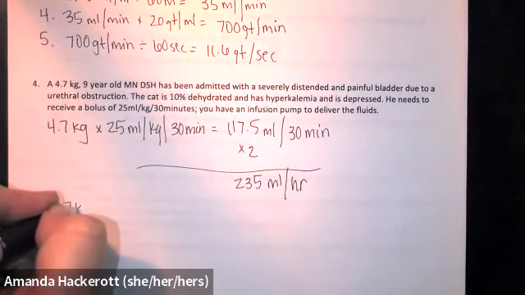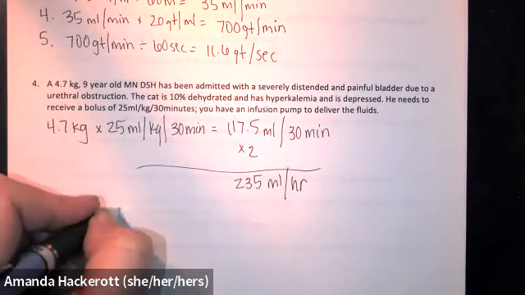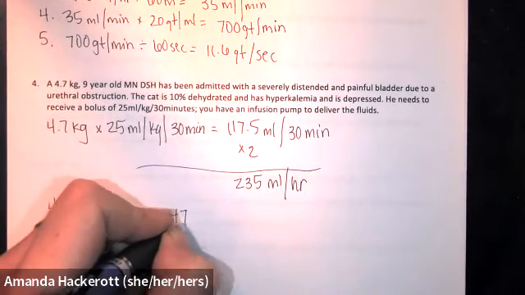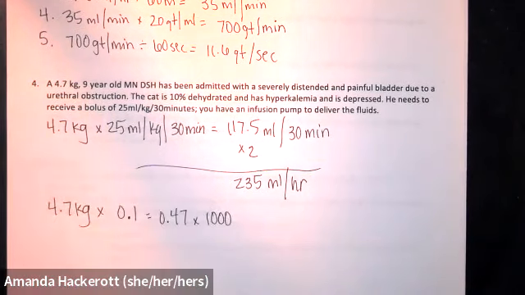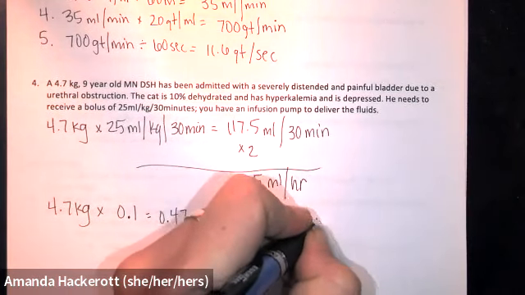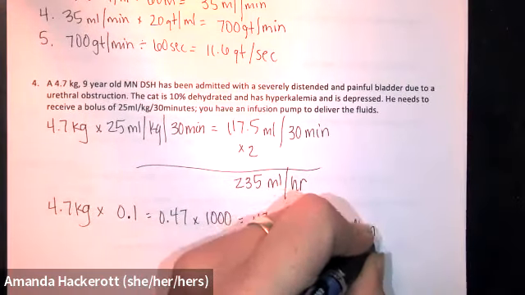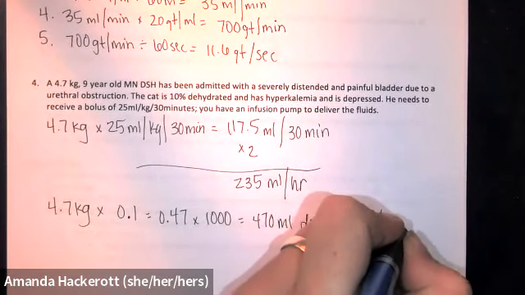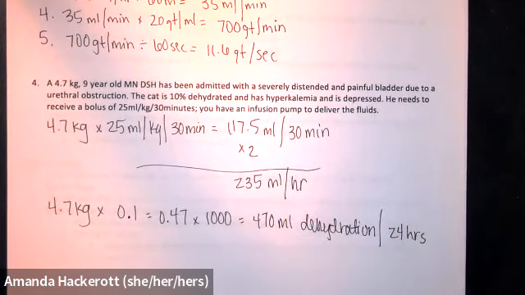So again, he's 4.7 kilo cat, and he was 10% dehydrated. So again, in decimal form. And then we always times that by 1,000 because our kilo equals 1 liter of fluid. That's going to give us 470 mils of dehydration. And this again can be added to our total once the patient's been stabilized. But now also, this is something that we're giving over 24 hours, right? So our 470 mils of dehydration will be given and replaced over the full day.